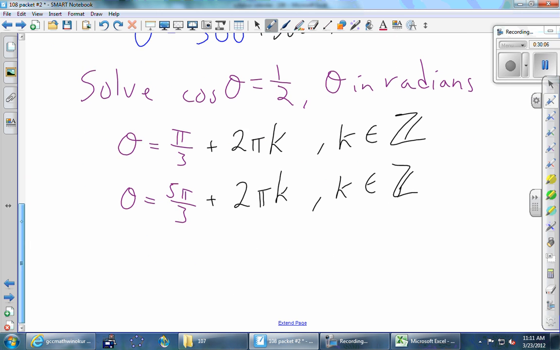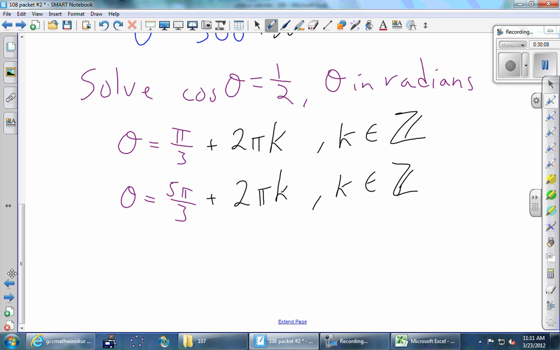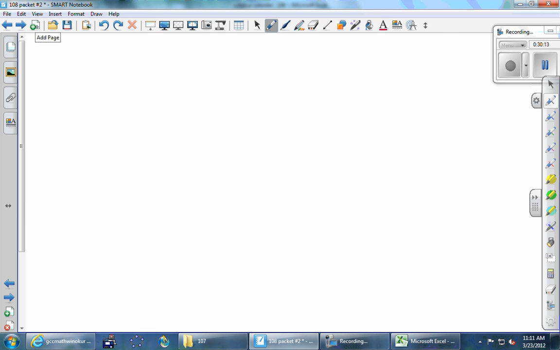Okay, next question. I wonder if I keep hitting extend page, if you actually look at the PDF, what will it do? Will it be so tiny because it's trying to fit it on an 8.5 by 11? I don't know. Go to another page.